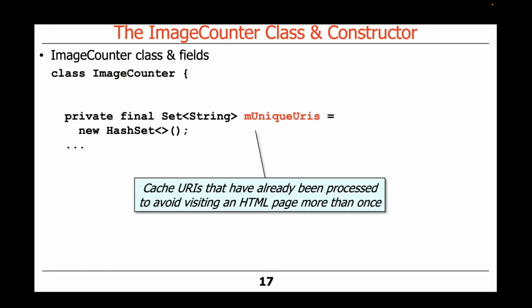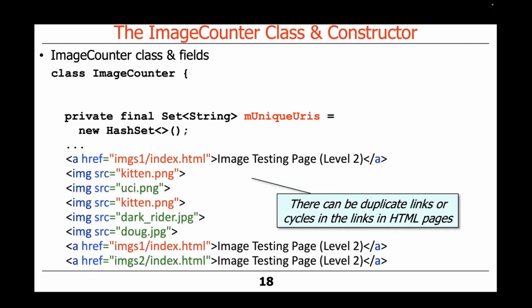The field it has is called mUniqueURIs. And we use this field to cache URIs that have already been processed to avoid visiting an HTML page more than once. And here's an example of why that could be a problem. Imagine we had some HTML file, and that HTML file might have duplicate links, or it could have multiple references to different other HTML files that existed in other links that are reachable from that file, and so on and so forth. So we want to make sure that we only count things once to make them unique.